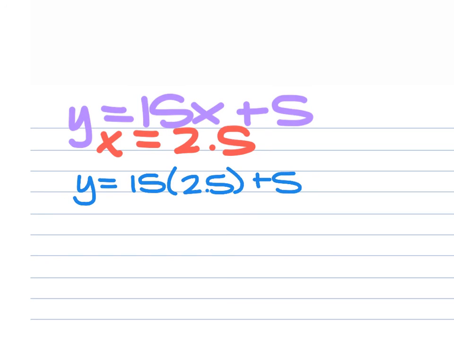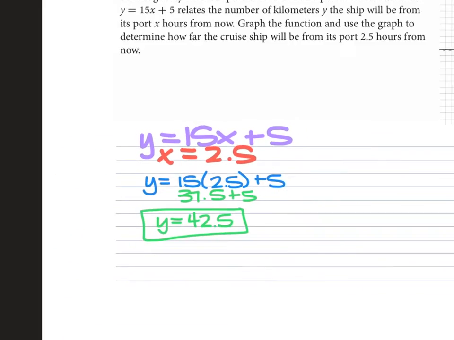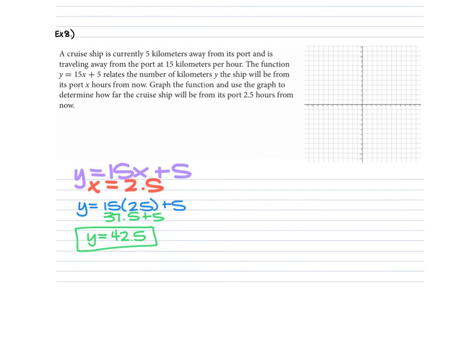The 15 times the 2.5 is 37.5. And if we add 5 to that, we're getting 42.5. So y is equal to 42.5. And then again, for this one, we would find the x and the y-intercepts, plot the points, and then draw the line and get what our answer is.